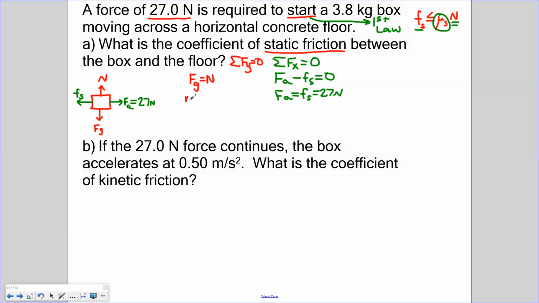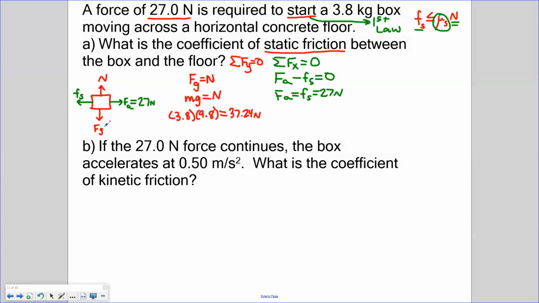So we got mg equals N. Our mass is 3.8. Gravity is 9.8. Mass to weight, multiplied by 9.8. So we just put that in the calculator. 3.8 times 9.8 is 37.24 newtons. Right, so that's our normal force and our weight.